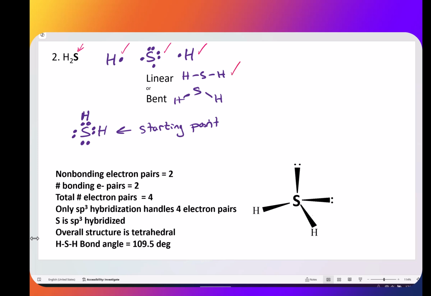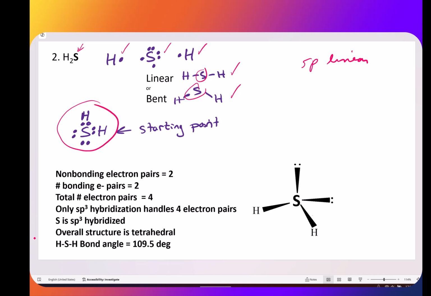The molecule is going to have one of these two structures, either linear or bent. We can figure out which is which by finding the hybridization on the sulfur. If it's sp hybridized, then it's linear. If it's a higher type of hybridization, then it's going to be bent. Here's our loose structure to start with. You've seen this type of thing before.